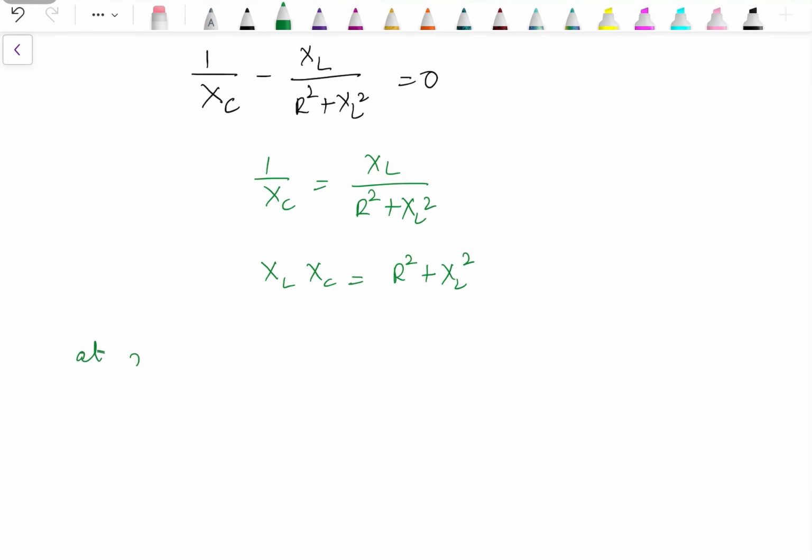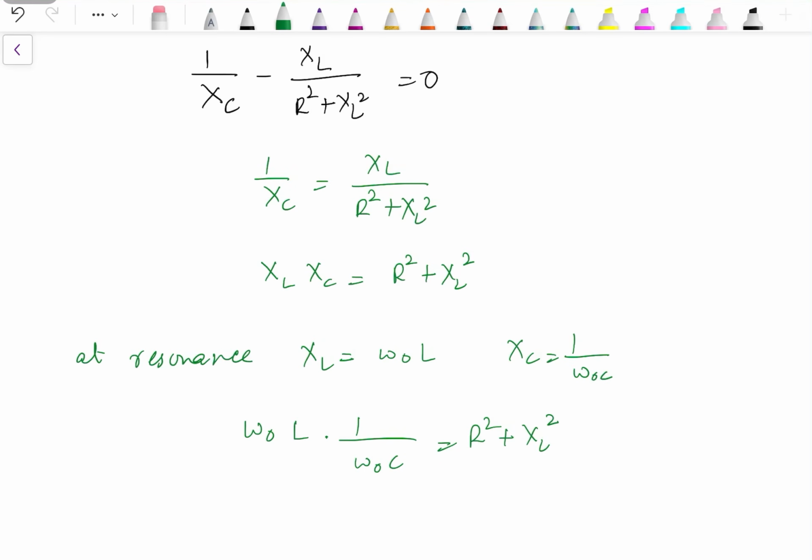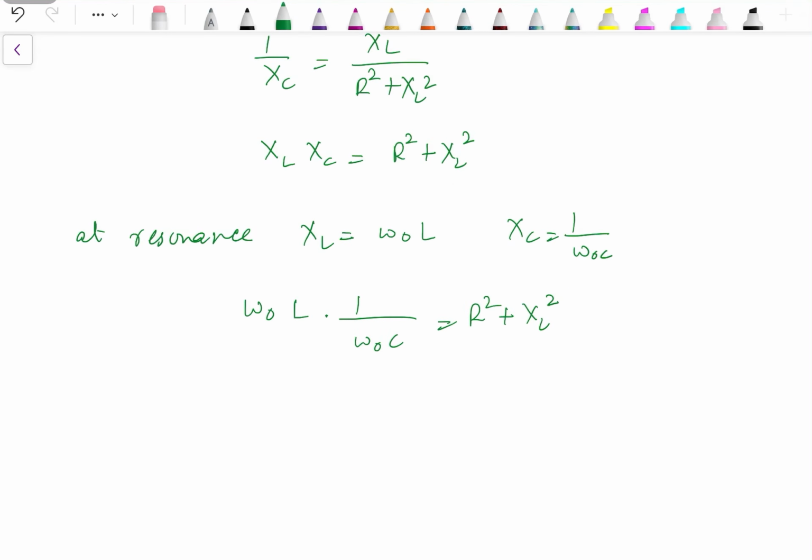Now at resonance, XL is equal to omega naught L, XC is equal to 1 upon omega naught C. So omega naught L into 1 upon omega naught C is equal to R square plus XL square. L by C equals R square plus omega naught square L square.